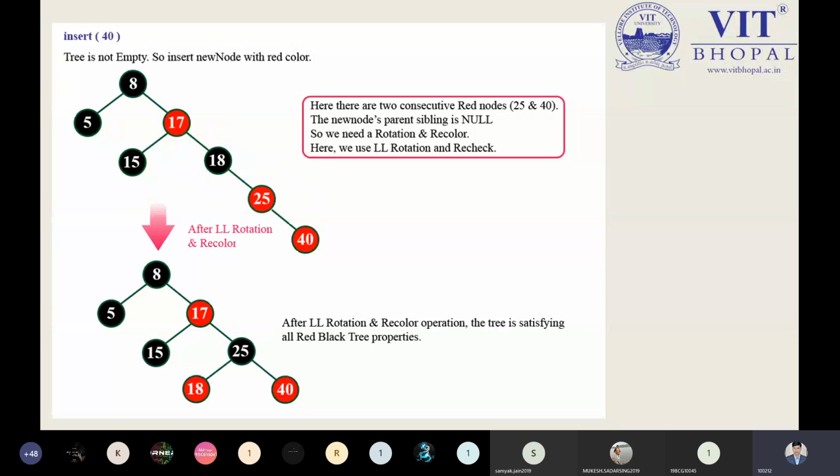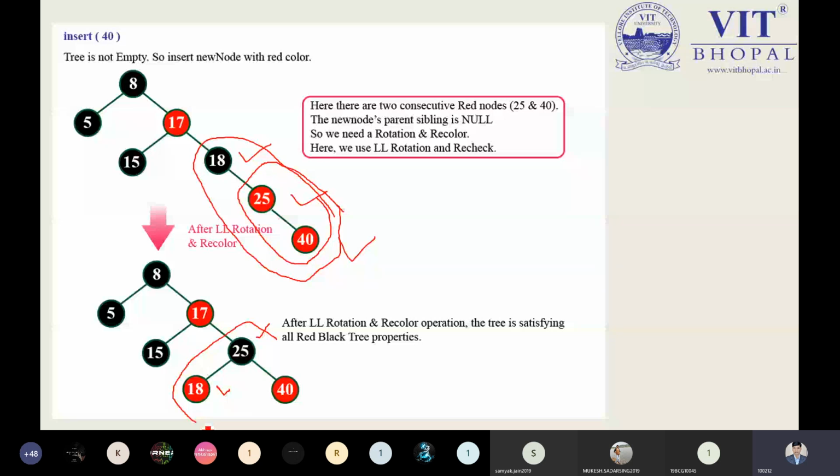after noticing, LL is required. So on the left side we need to move, because here we have two consecutive red nodes. The 40 will come over here, then we need to shift. So 25 will come over here, and 18 will come over here. So we are performing the L rotation among these three elements, 40, 25, and 18. So 25, 18 and 40 will be placed over here, so there is no problem.